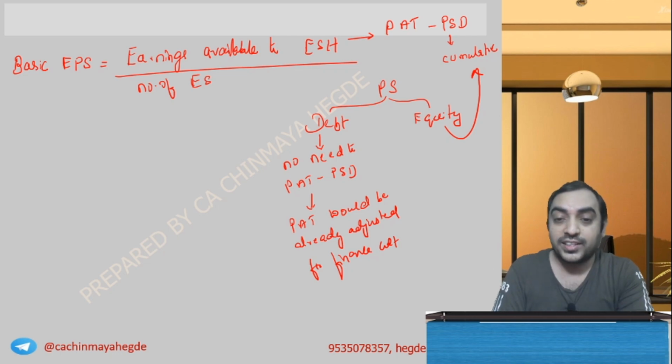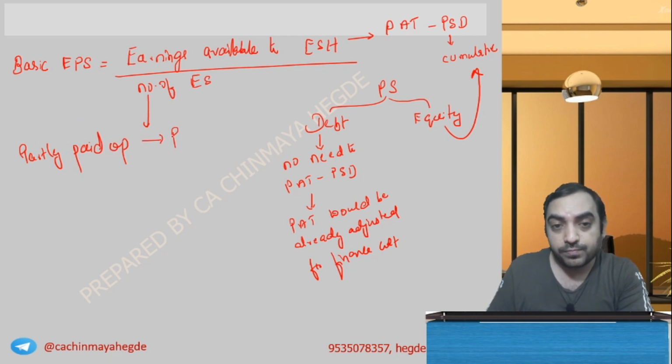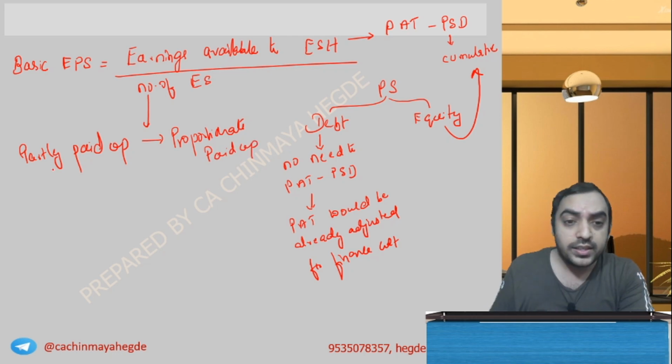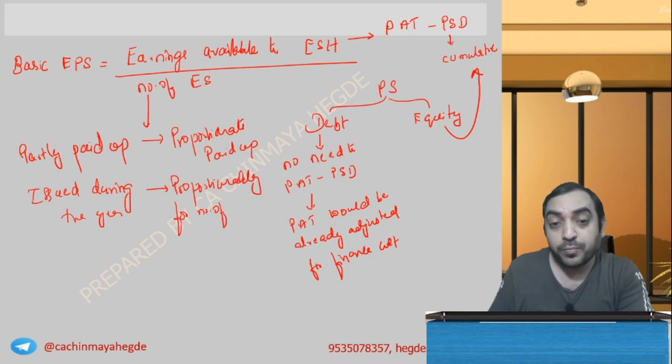Coming to the denominator, many things are to be considered. Number of equity shares: if it is partly paid up shares, we take it proportionately to the extent of paid up, like an equivalent number of shares. Then shares issued during the year, again proportionately for the number of months outstanding.